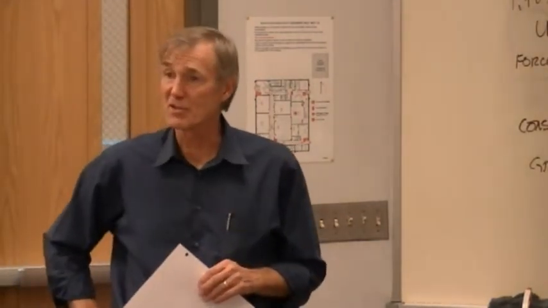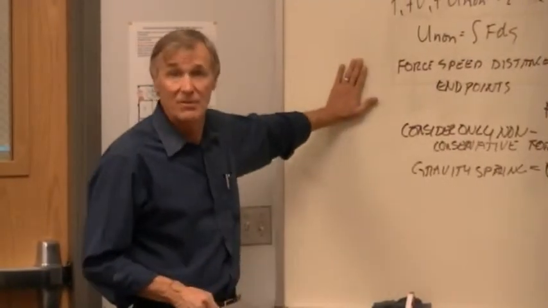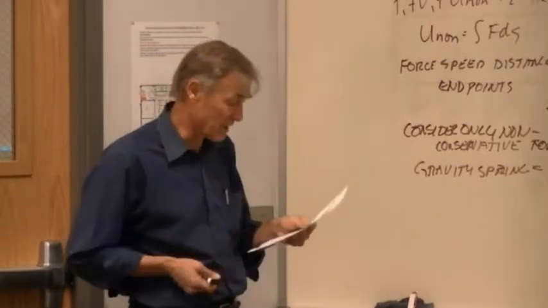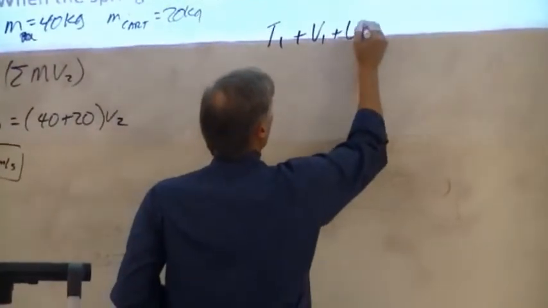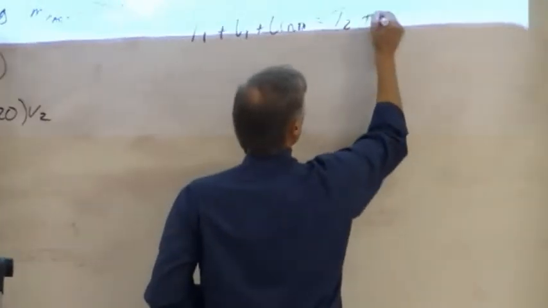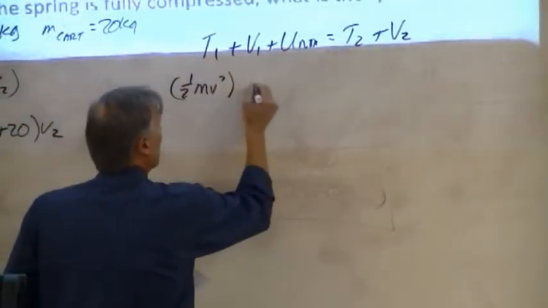All right, so how much did the spring get compressed? That's the next part of the problem. The spring got compressed. Now we're back into energy. We have some beginning energy and some ending energy. So let's talk about compression of the spring. Let's do T1 plus V1 plus U naught equals T2 plus V2. Our beginning kinetic energy of the box is 1/2 mv squared. The cart has no beginning kinetic energy. There's no beginning potential energy because the spring is fully extended, and there's no gravity because it's going straight.